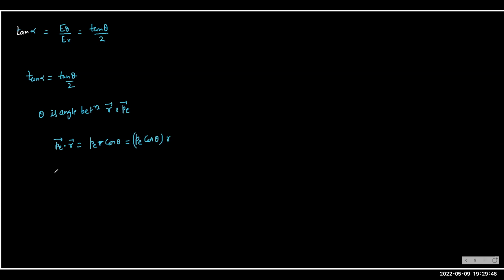So why I'm writing this? There's an intention. So if I look at the E r formula once again, the formula is 2k p cos theta upon r cube, right? Yes, sir. This was the answer. So this you can write as 2k and p cos theta r by r power 4.